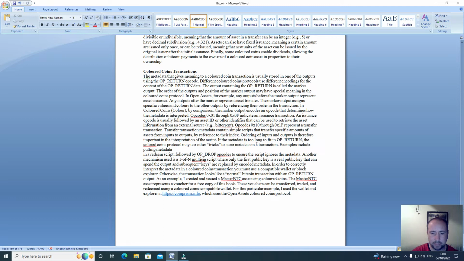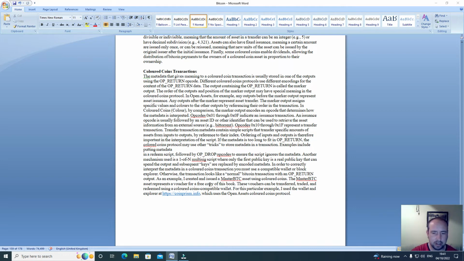If the metadata is too long to fit in OP_RETURN, the colored coins protocol may use other tricks to store metadata in a transaction. Examples include putting metadata in a redeem script followed by OP_DROP opcodes to ensure the script ignores the metadata. Another mechanism is a 1-of-n multisig script where only the first public key is a real public key that can spend the output, and subsequent keys are replaced by encoded metadata. In order to correctly interpret the metadata in a colored coins transaction, you must use a compatible wallet or block explorer. Otherwise, the transaction looks like a normal Bitcoin transaction with an OP_RETURN output.